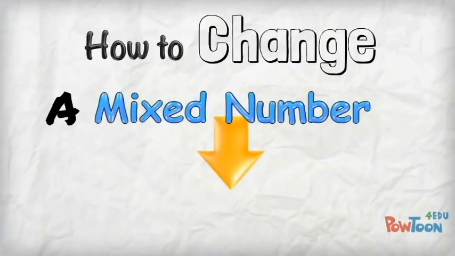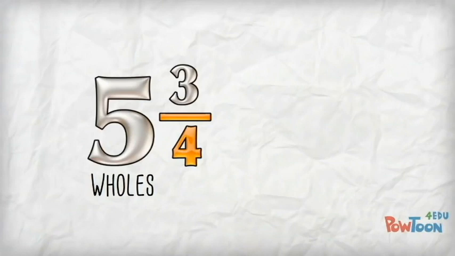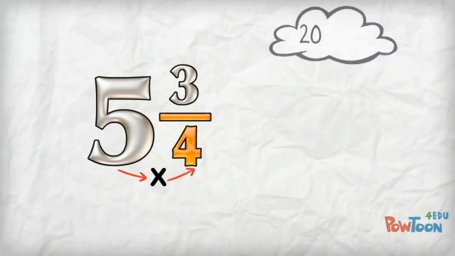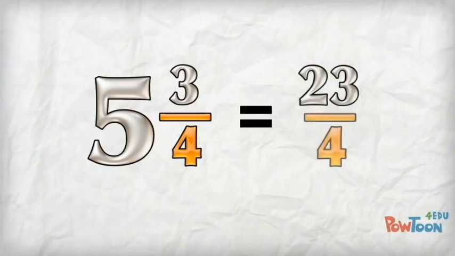Fractions. How to change a mixed number to an improper fraction. 5 3/4. This is 5 wholes. Each whole is worth 4 parts, as the denominator tells us. So we say 5 times 4 is 20. Add the remaining 3, that's 23 parts. Put that back over our denominator of 4. Done.